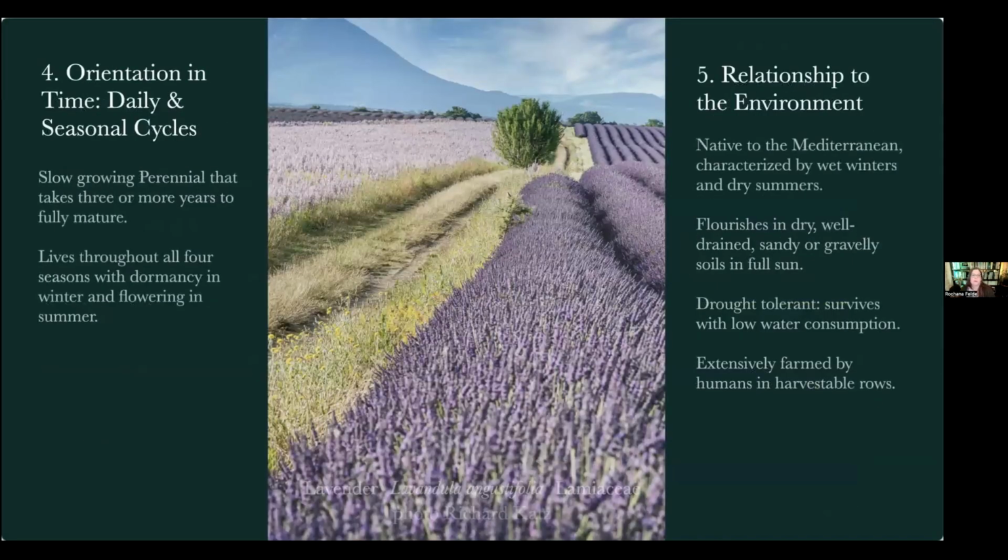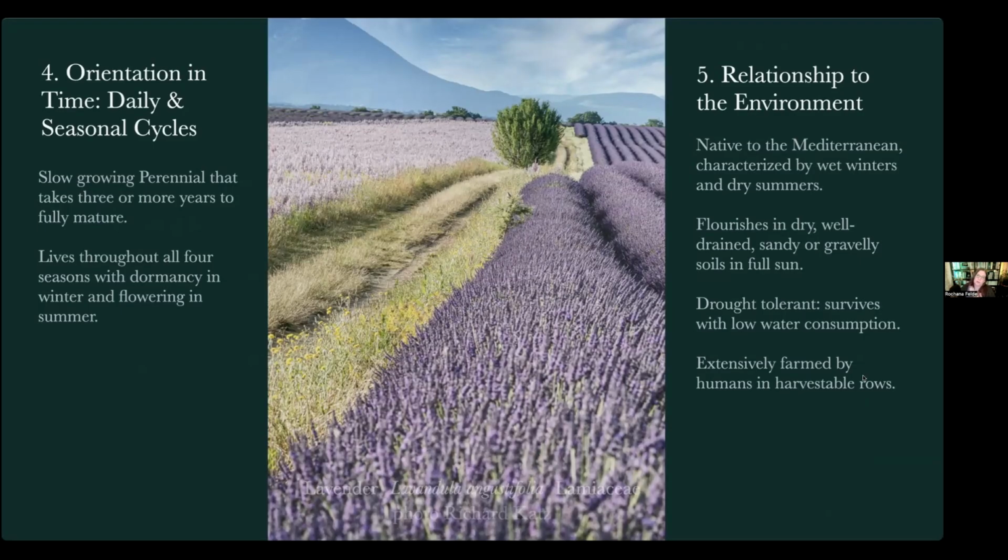And lavender, it's a perennial, so it is alive throughout all four seasons of the year. It generally is dormant in the winter and it flowers in the summer. And it really likes those hot, dry Mediterranean climates that have a dry summer and a wet winter. And it's very tolerant of drought.